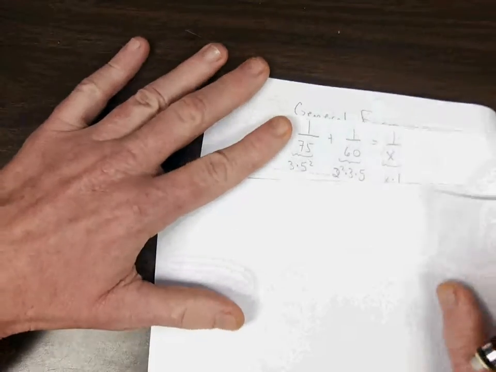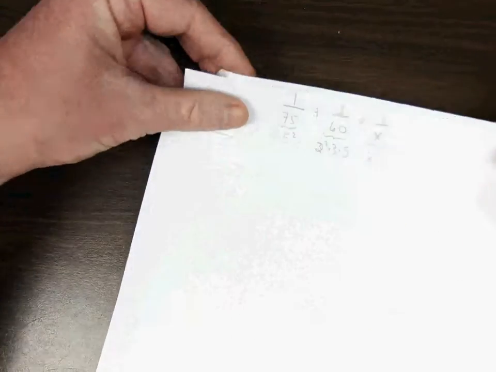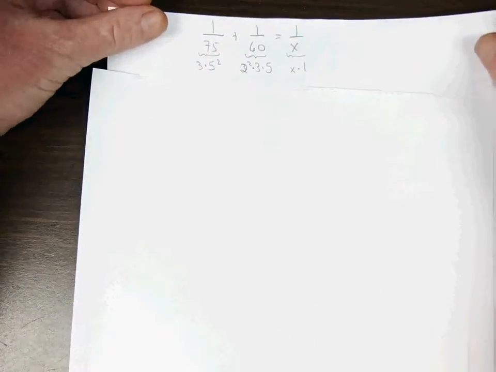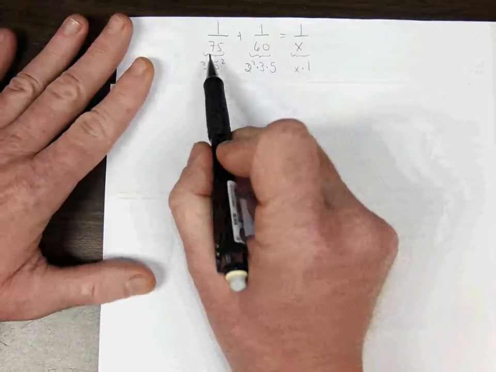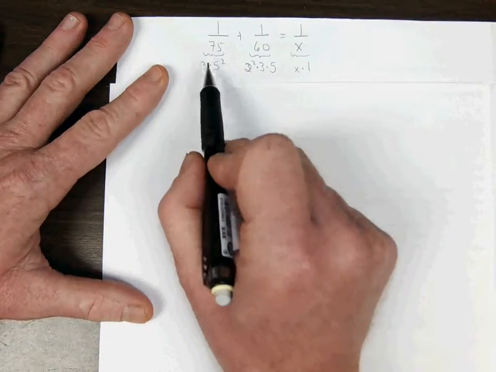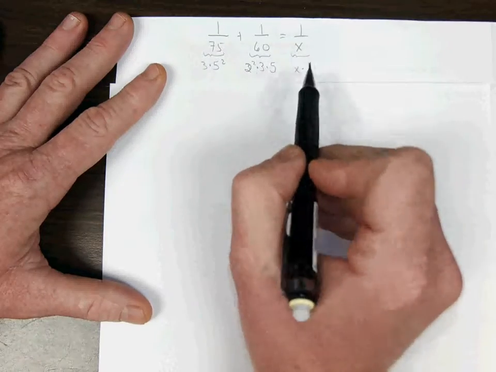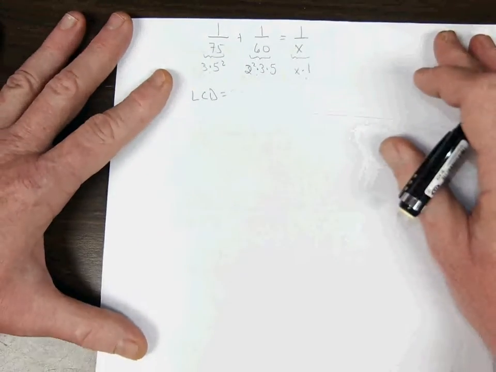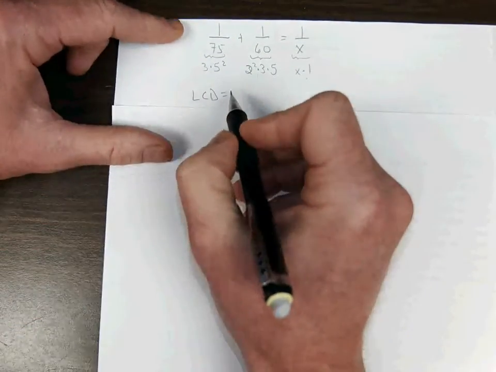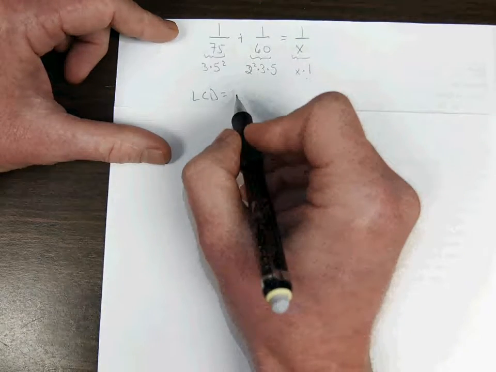All right, so oops, I lost my piece of paper. Okay, so we start getting ready to solve this equation. Sorry to be so messy there. We factor all the denominators, and then we try to get our LCD. This one looks a little tricky, but we just follow our rule.